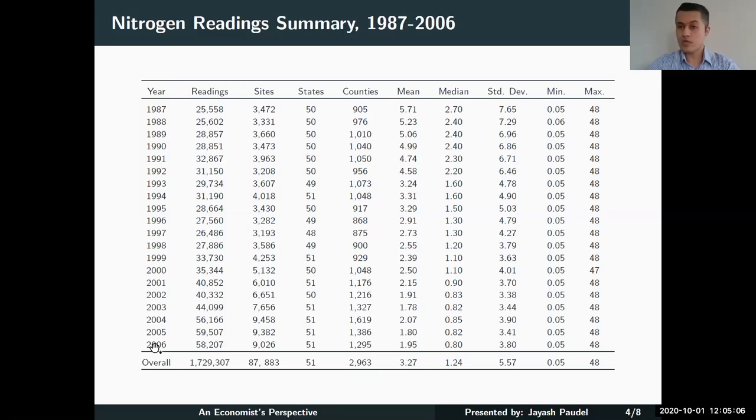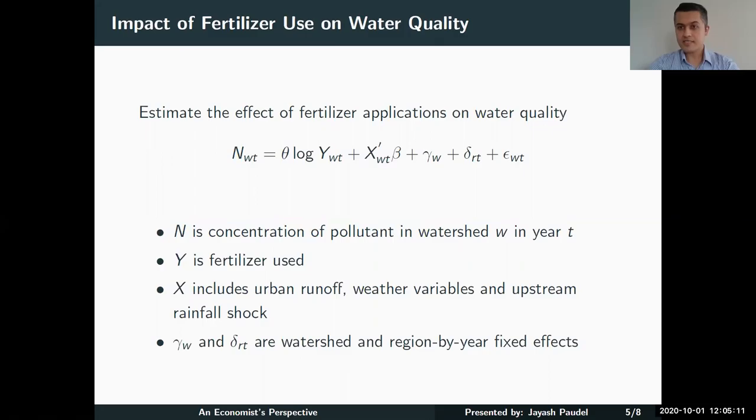To estimate the effect of fertilizer applications on water quality, I modeled concentration of pollutant in a given watershed, W, for a given year, T, as a function of Y, which gives us the amount of fertilizer used in the same watershed for that given year. My parameter of interest here is theta, which gives us the percentage change in water quality associated with a percentage change in agricultural fertilizers. I augmented the regression model with vector X, which includes urban runoff, weather fluctuations, and upstream rainfall shock to account for spatial spillovers. I also included watershed and region by year fixed effects.